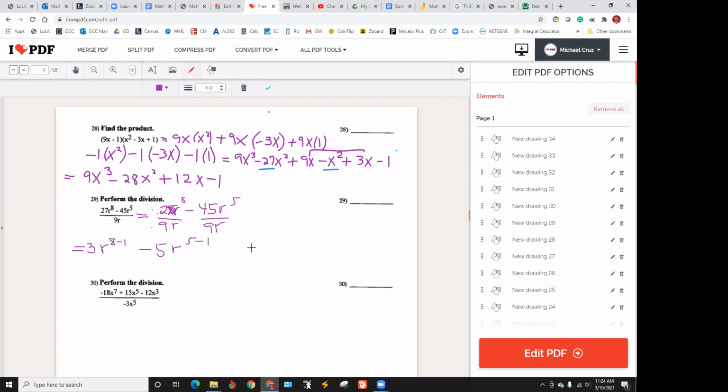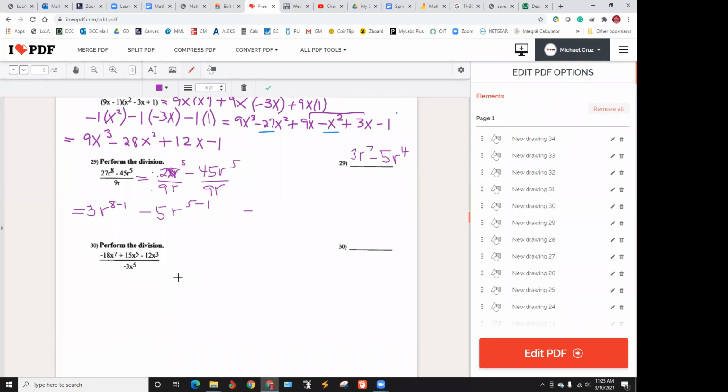So what does that give us? Well, I'll just put it right here. 3r to the 7 minus 5r to the 4th. All right, so last one.